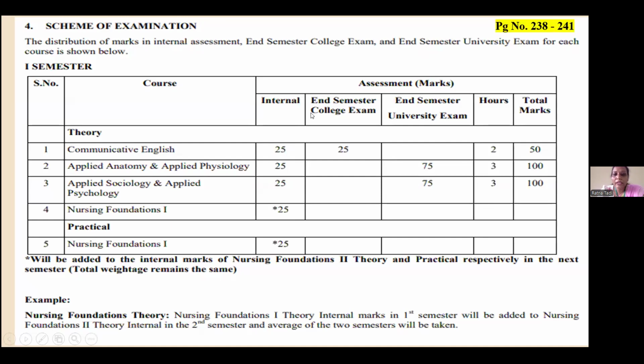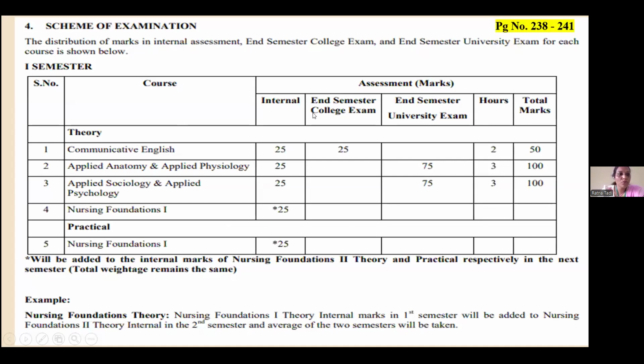We don't need to send it to the university. The only things which we will send for semester 1 will be communicative English, applied anatomy, physiology, applied sociology, psychology marks only. NF marks need not be sent, but we need to calculate that in SEM 1 itself. Similarly, for NF1 practical also, we need to calculate the marks. The meaning of this star is that these NF1 marks will be merged with NF2 marks, and the plus will be done. For that I will show you in another slide. So I hope this is clear.